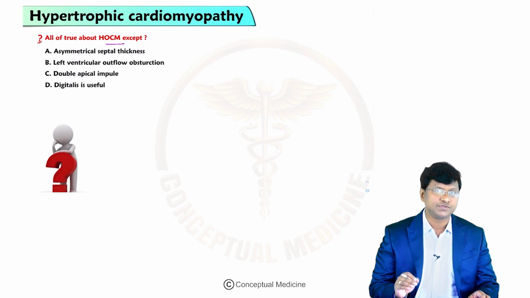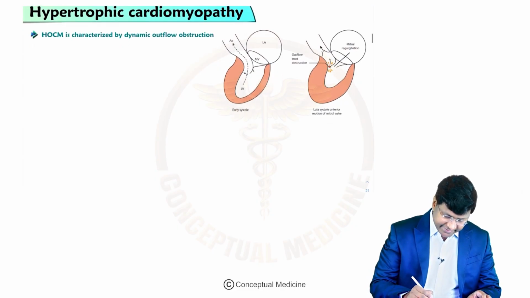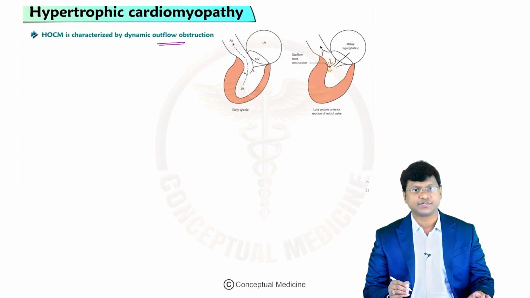And if you take the pathophysiology or the hemodynamics in patients with hypertrophic cardiomyopathy, it is characterized by dynamic outflow tract obstruction.